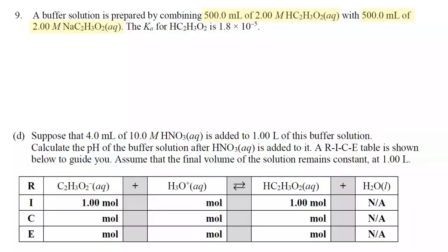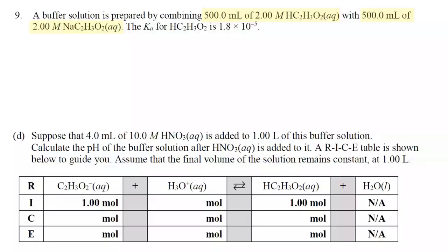So when a strong acid is added to a buffer, it's going to be the weak base, in this case the acetate ion, that reacts with the strong acid in the form of these hydronium ions, and it will produce an additional amount of the weak acid. So we have acetate reacting with hydronium to produce acetic acid and water.